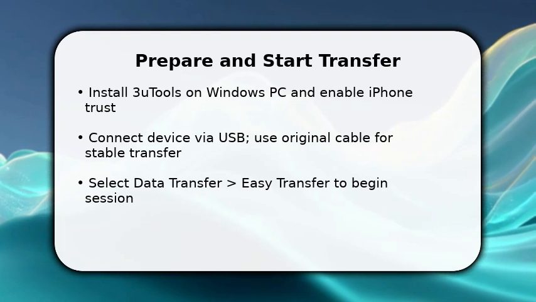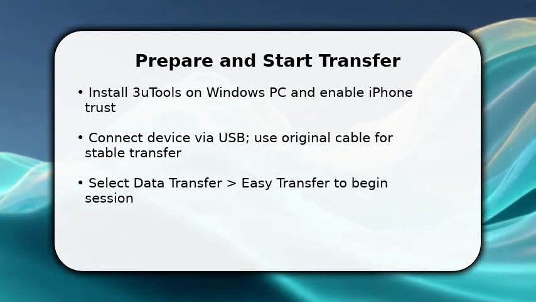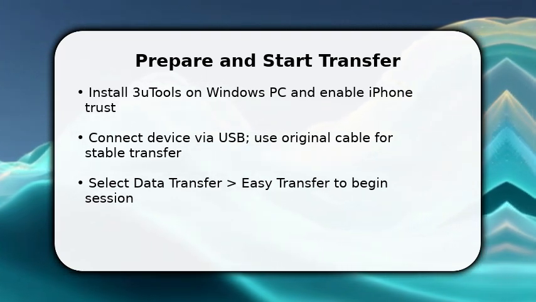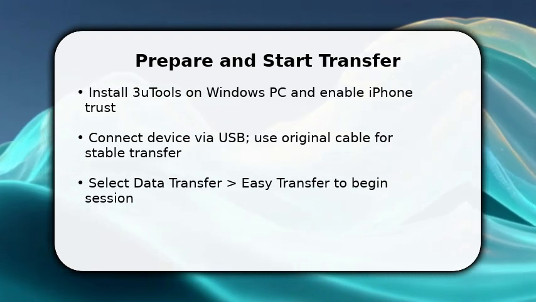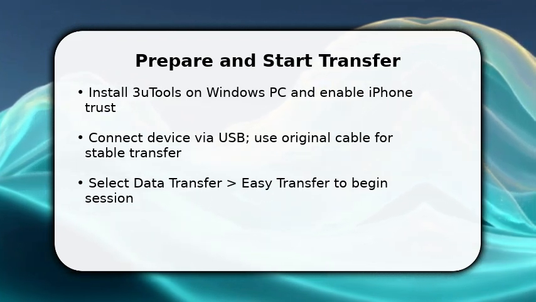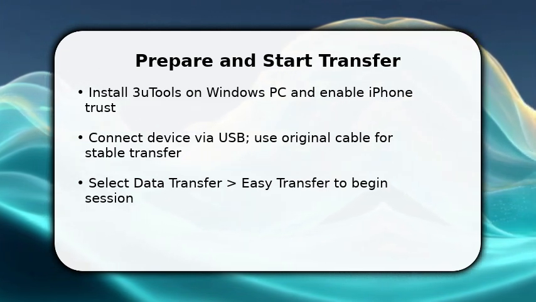You begin by installing 3utools on your Windows PC and confirming your iPhone trusts the computer. Once connected with a reliable USB cable, open 3utools and choose Data Transfer, then Easy Transfer. This initiates a device handshake and scans for transferable content. Make sure both devices have enough battery and close background apps.